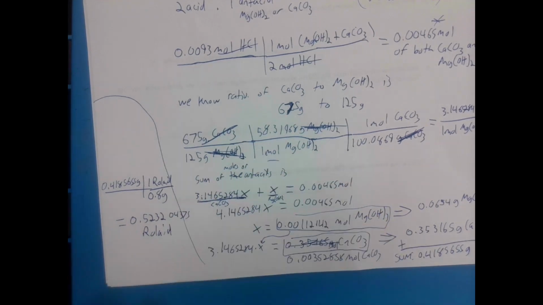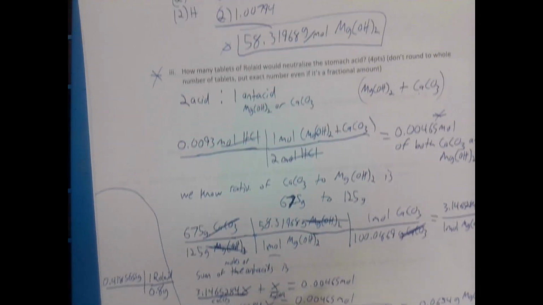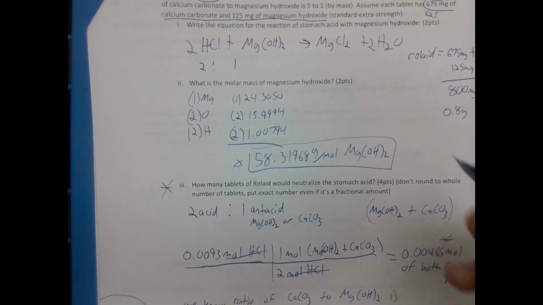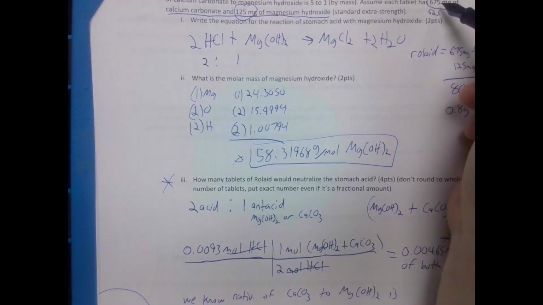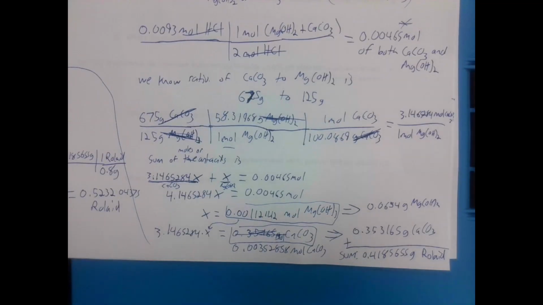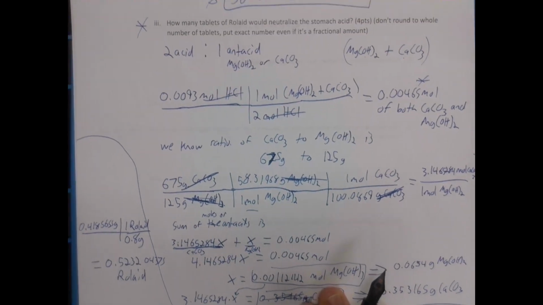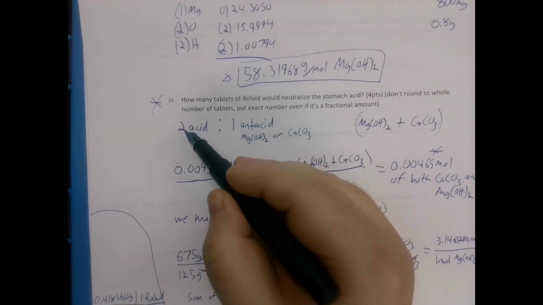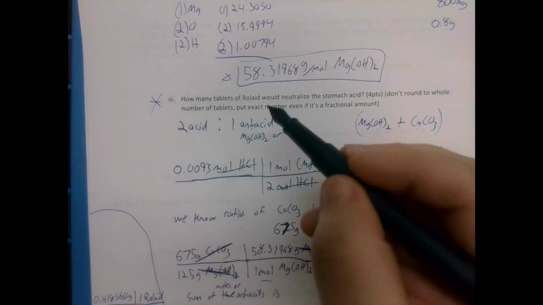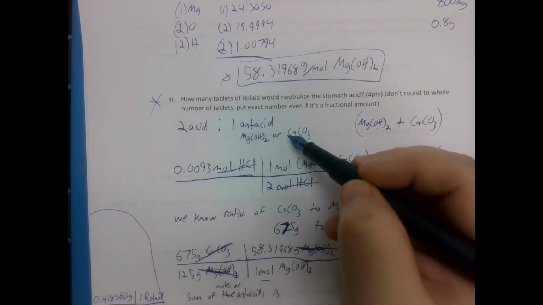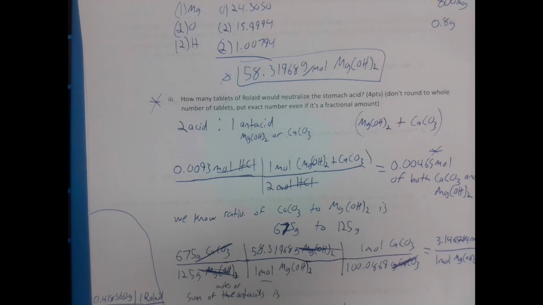Again, this one was the hardest to do. It's because you have to realize you have two antacids and you have to keep track of it. This would have been a way more difficult problem if the ratio wasn't two acid molecules for one of these and one of these. Does that make sense?